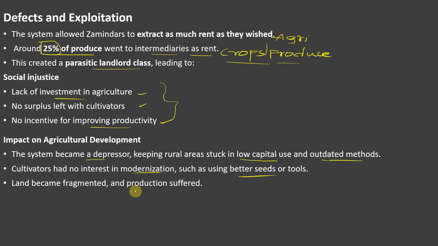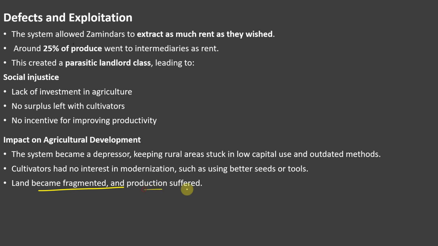Land became fragmented and production suffered. And as the zamindars became the landowners of huge portions of land, the land became fragmented and the production suffered. As the land was used inefficiently, it became fragmented and the production also decreased. So these were the defects in the zamindari system and their impact on agricultural development.